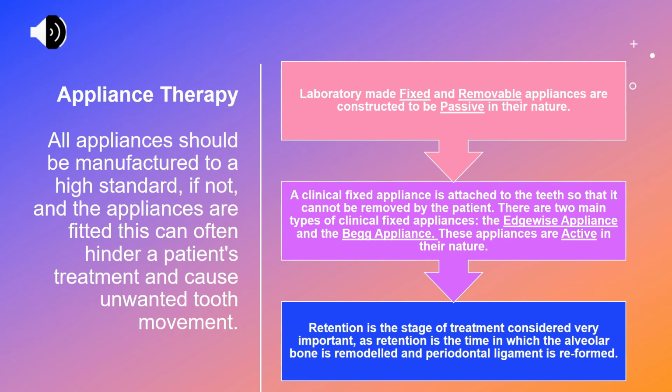Within these appliance therapy systems, if we look at the laboratory side, fixed and removable appliances can be made within the laboratory. These appliances can be made incorporating active components and some made passive in their nature. Within the clinical side, we would have the normal, commonly known braces, which would be placed onto the patient's mouth. So essentially fixed, meaning the patients would not be able to take it out.